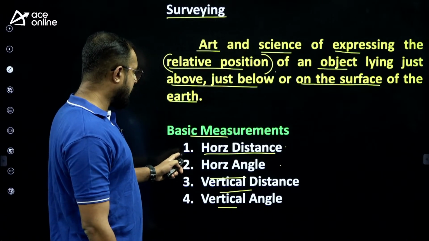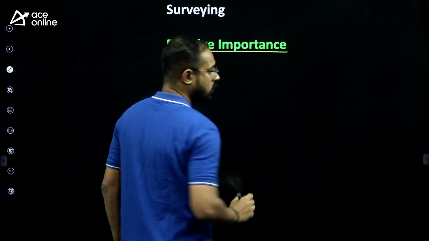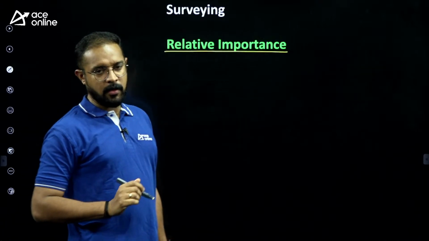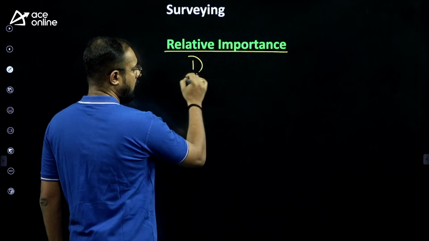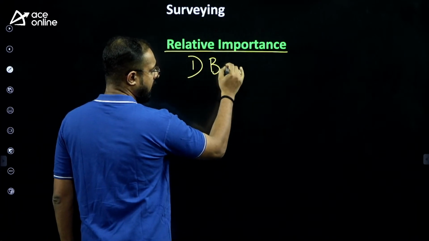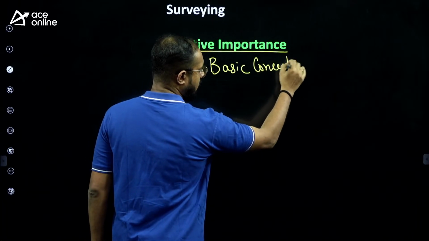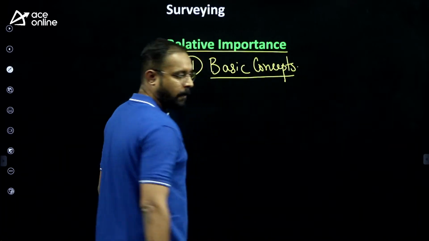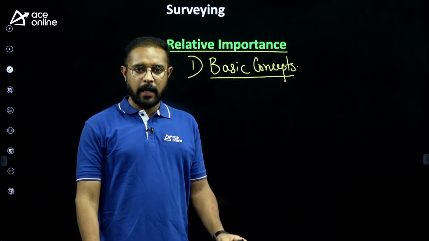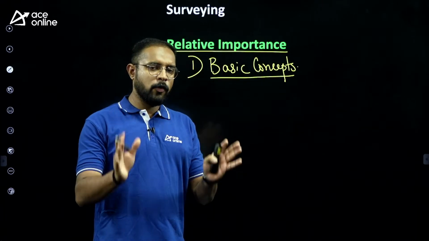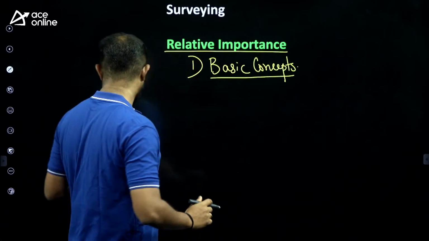Okay, right. With this understanding, let us talk about the relative importance of each and every chapter in surveying. We saw the syllabus, we'll try and understand the syllabus a little bit in detail. So the first chapter in surveying is the basic concepts. Here we'll discuss all the fundamental requirements for surveying. Okay, from this there are a few areas in which GATE regularly asks questions. What are the particular areas?